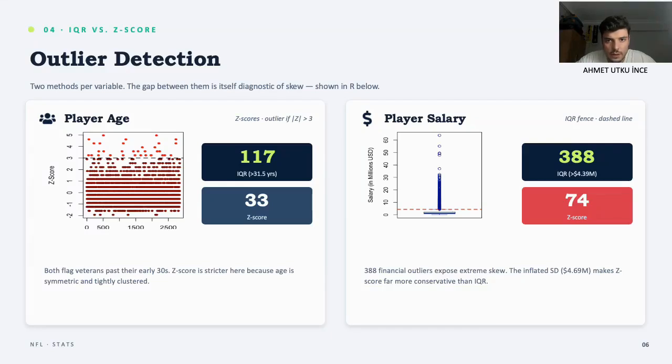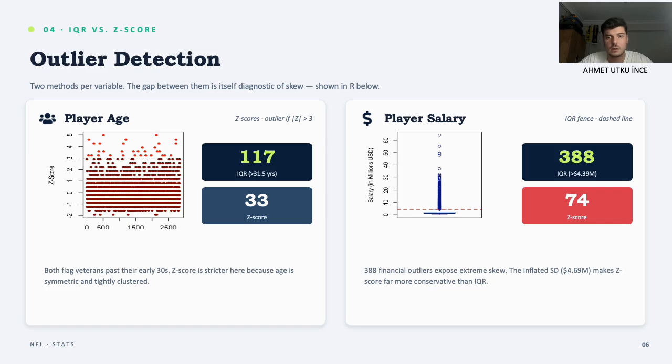Next, we analyze outliers using two different methods. For player age, both methods align closely because the distribution is symmetric. The IQR flags 117 veterans over 31 years old, while the stricter Z-score isolates 33 extreme veterans.